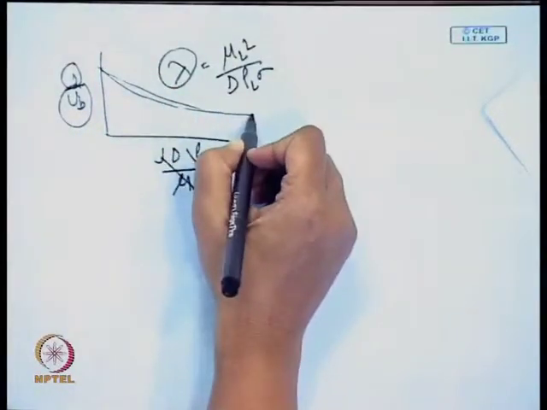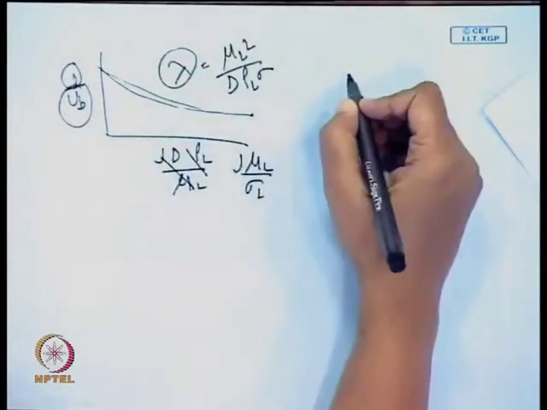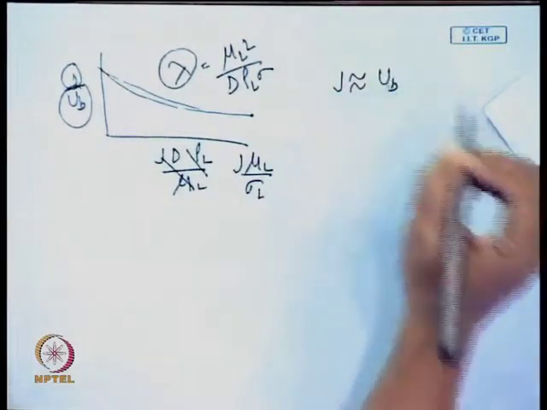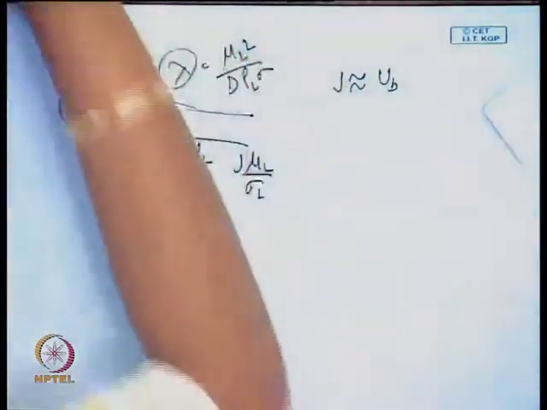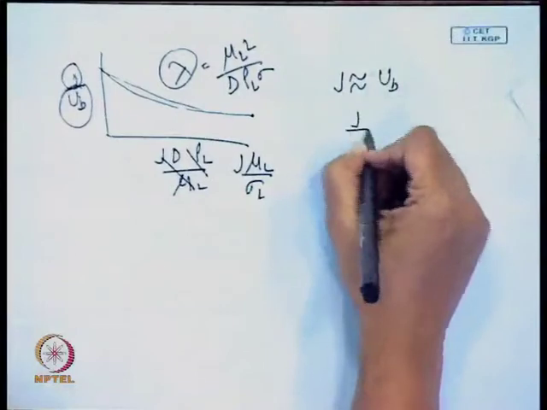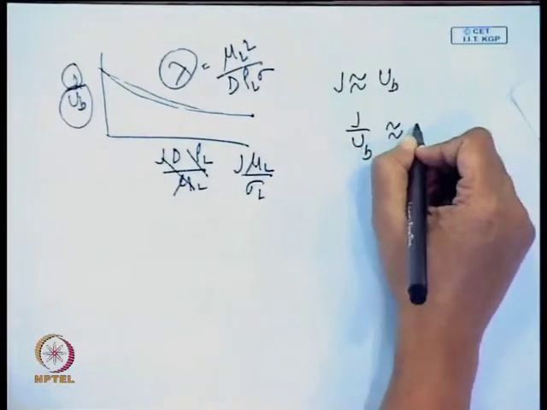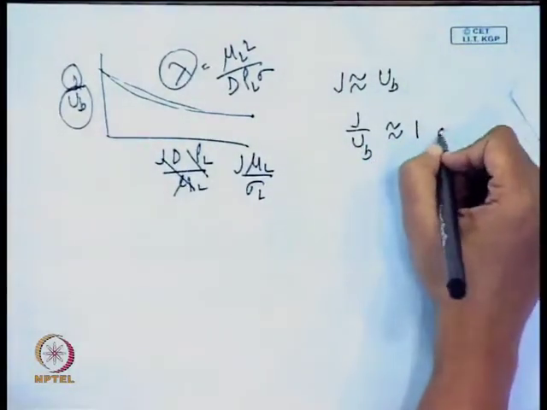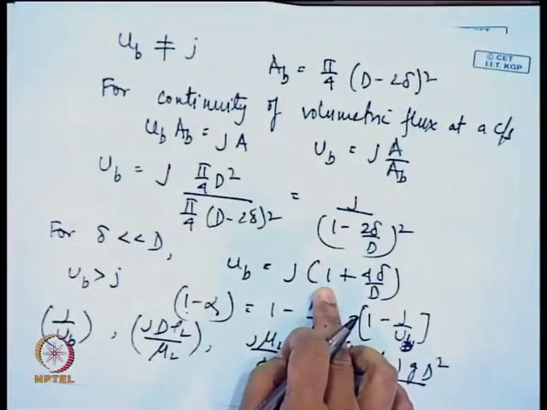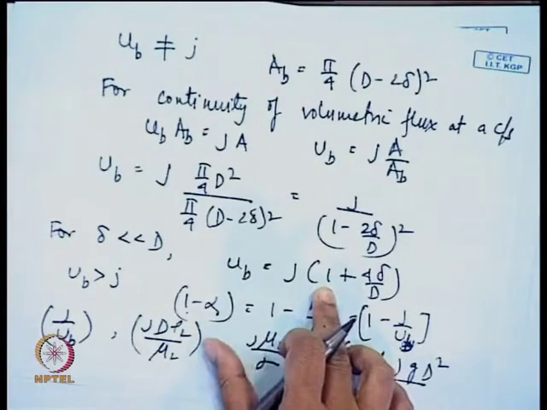Usually we find that in a graph obtained for very low velocity, when the velocity is very low, then J is almost equal to UB, isn't it? When the velocity is very low, J is almost equal to UB, or in other words, J by UB is almost equal to 1. And if J by UB is equal to 1, then delta has to be much, much less than 1. Do you agree with me?